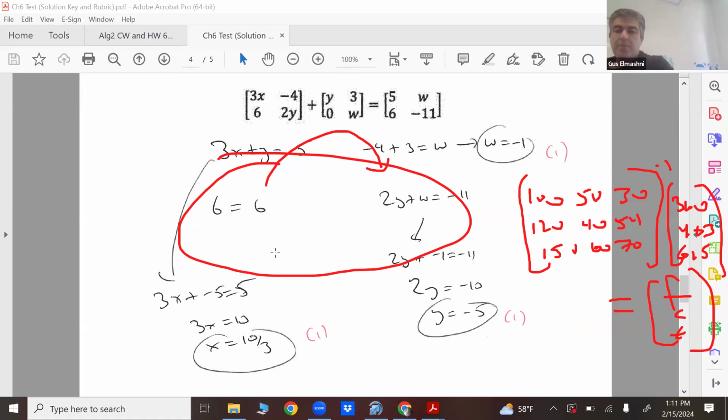That's simple. Remember, negative 4 plus 3 lines up with W. 3x plus y lines up with 5. 6 lines up with 6, clearly. 2y plus W lines up with negative 11. Once you get W, you can get Y, you can get X, and you're all set.